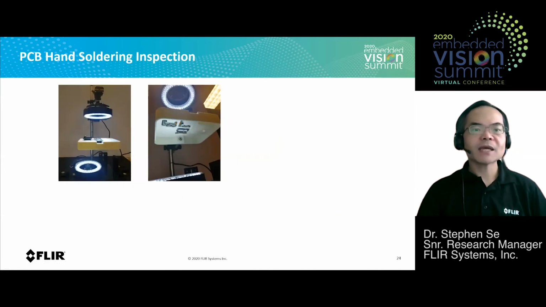Here is our PCB hand soldering inspection setup. Since the region of interest are on both sides of the board, we 3D printed a carrier like this with LED ring light both above and below, so that we can put a camera above and another camera beneath the carrier to perform inspection simultaneously.